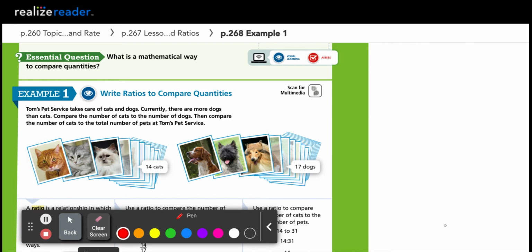Then it says, compare the number of cats to the total number of pets. How will we find the total number of pets at Tom's Pet Shop? We are going to have to add up the number of cats and the number of dogs. So now the directions say cats to total.